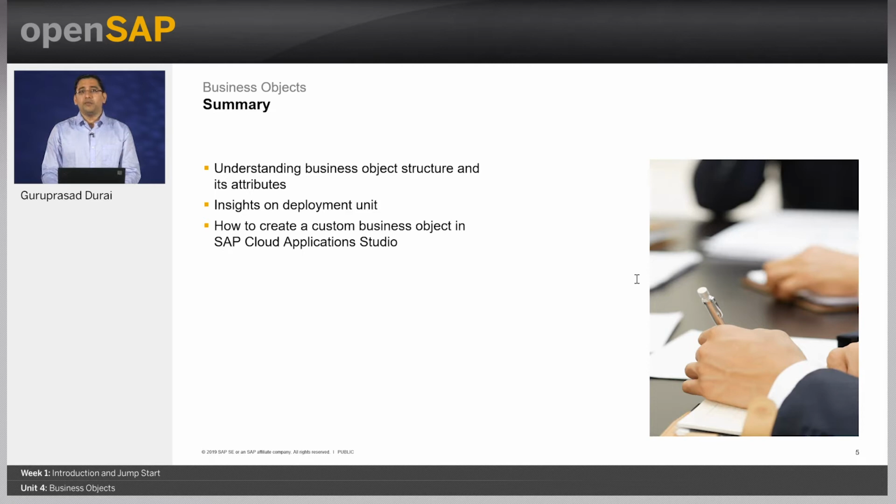With this we come to the end of week 1, unit 4 on business objects, and here is a summary of the unit. We saw what a business object is and what its attributes are, understood what a deployment unit is and what its significance is, and finally we created business objects in the solution. Kindly note that the structure of each of these business objects is available as part of the exercise for this unit. Please go ahead and make use of it and create the objects in your solution.